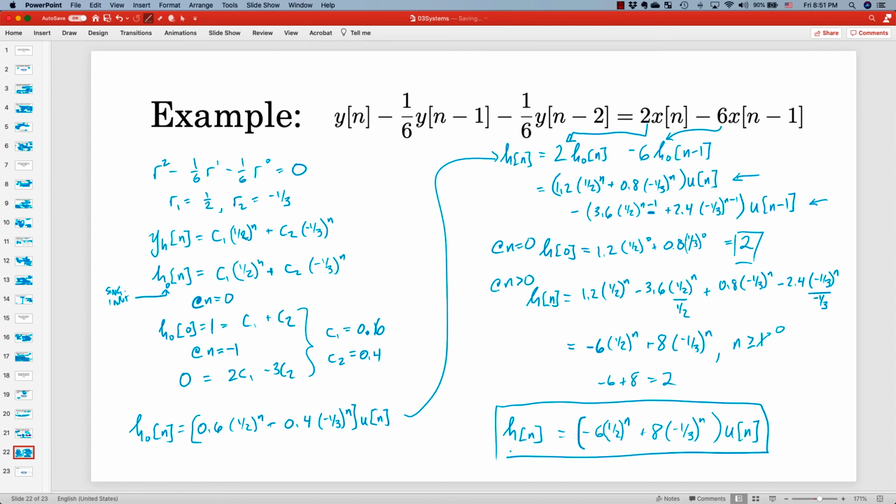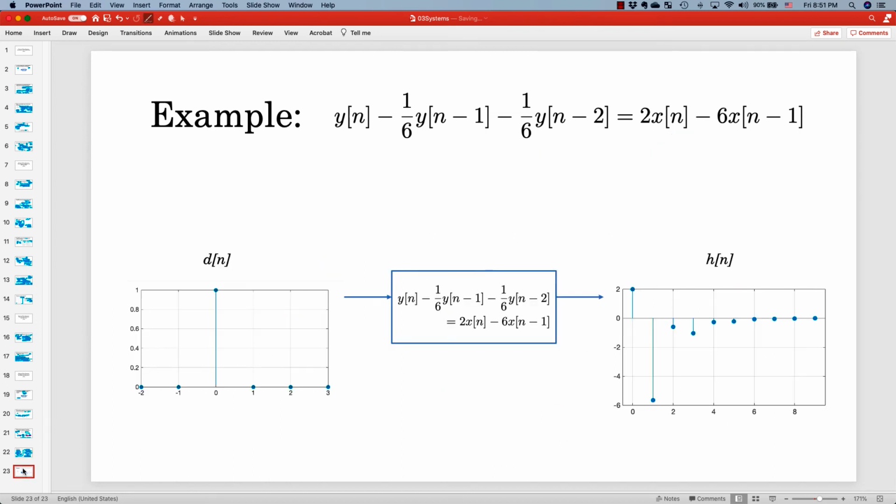Now that we have this, I want you to see that it is a little bit easier to write. In particular, it's easier to type into MATLAB. This is the result of that function: negative 6 times 1/2 to the n plus 8 times negative 1/3 to the n, times u of n. So starting at time equals 0.